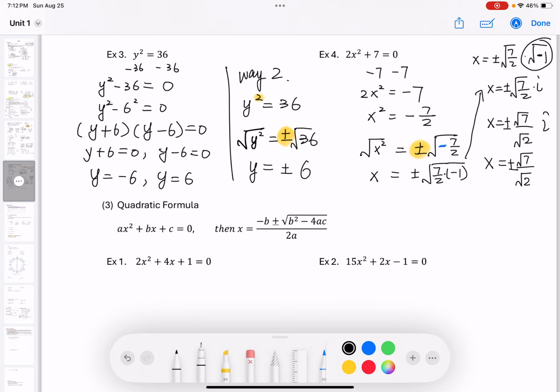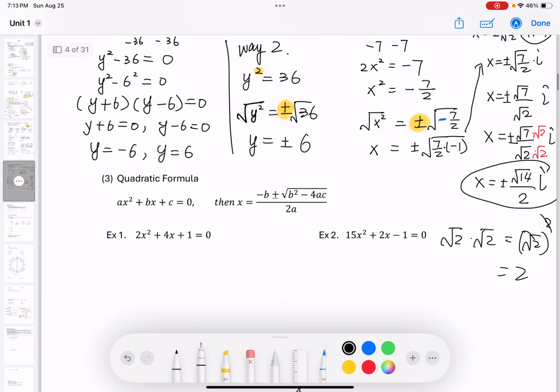So, can I change the color? Yes. So, we are multiplying the denominator by square root of 2. Don't forget we have the i. Then the top is square root of 7 times 2, which is square root of 14. The denominator is 2, because square root of 2 times square root of 2 is square root of 2 squared. The square root and square cancel, so the bottom is 2. And don't forget we have an i. This is the solution.